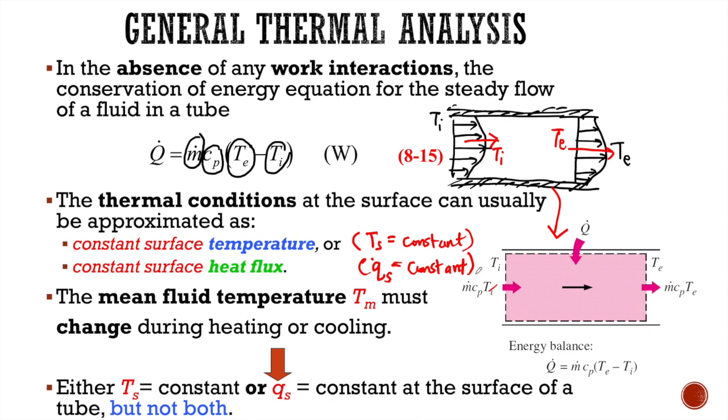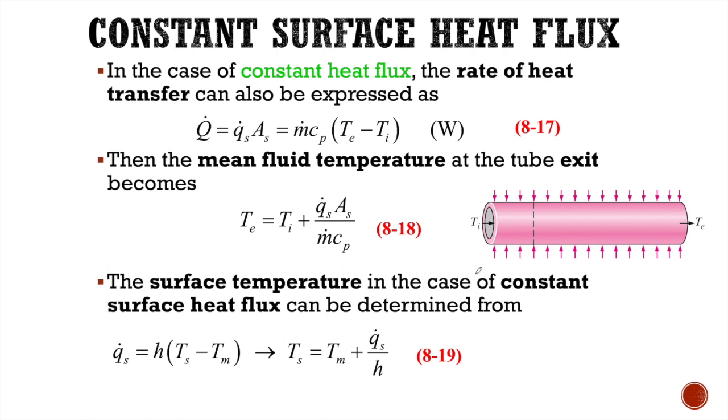Okay, so for a constant surface heat flux, the rate of heat transfer can also be expressed as follows. Here we want to get the rate of heat transfer from the heat flux. So we know that this is the case of constant heat flux. We want to find the rate of heat transfer from the heat flux.